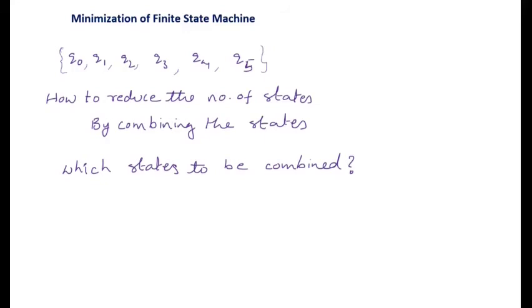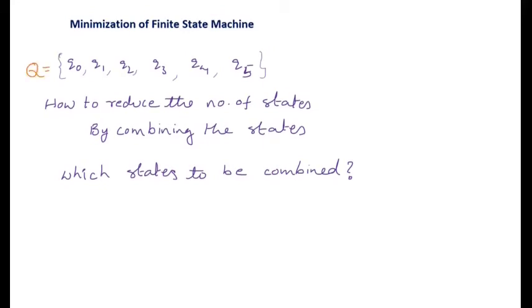Hi everyone, this session is about minimization of finite state machine. In a finite automata, the set of states are Q0, Q1, Q2, Q3, Q4, Q5. That means with these 6 states, the finite automata is designed. Among these 6 states, there are some duplicate states. Q2 is a state and Q5 is the duplicate of it.